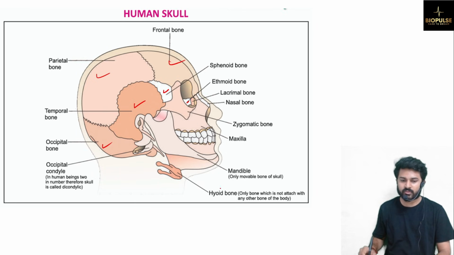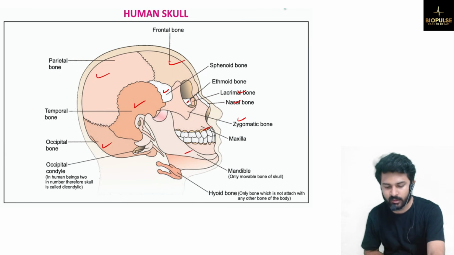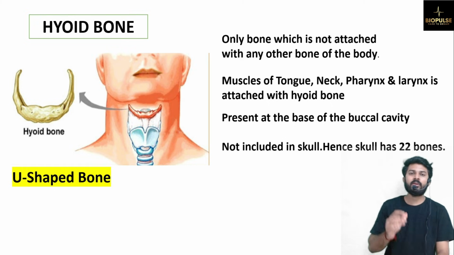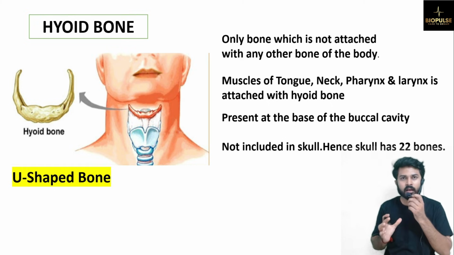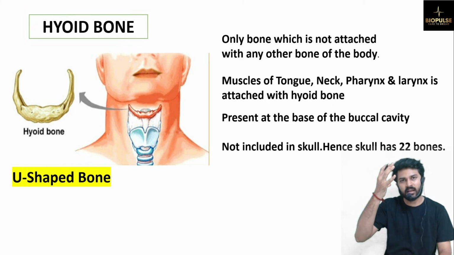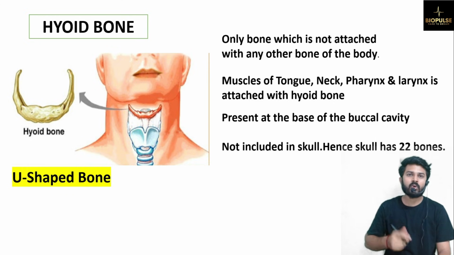Other bones like the mandible, maxilla, and the cheekbone called zygomatic have also been shown, along with the nasal bone and lacrimal bone. All these bones have been given over here. Now I told you, in the skull skeleton 22 bones are present in the skull, and one bone is present at the base of the buccal cavity.